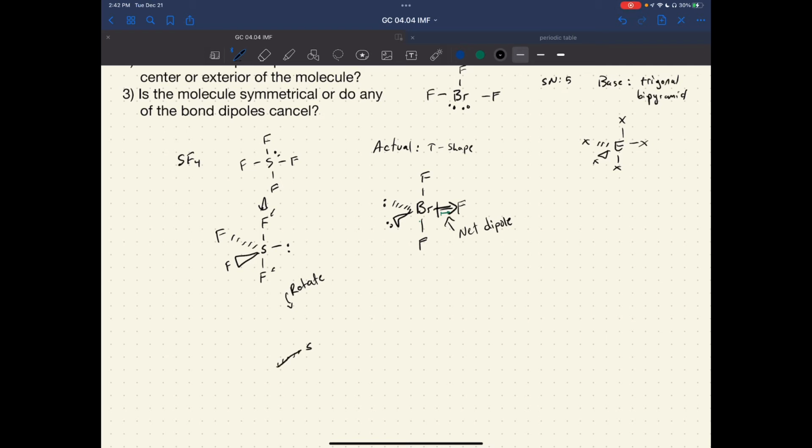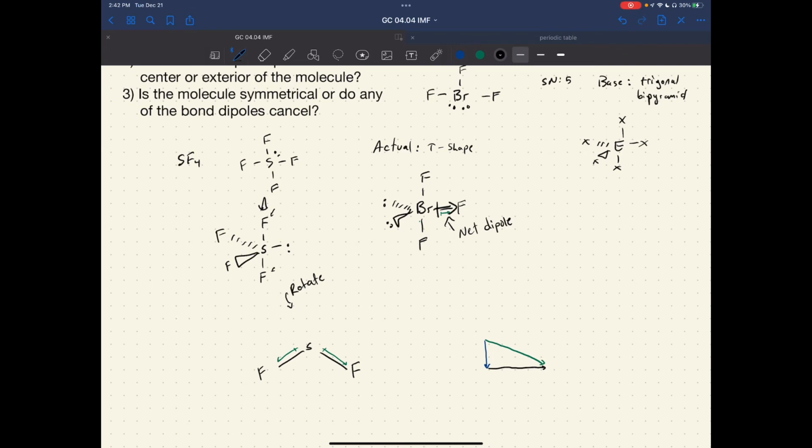So I'm going to do this with a solid. So they're 120 degrees apart. And they both have these little bond dipoles that go this way. Okay? And each of these little bond dipoles, I could say, like there's my bond dipole. I could think of it as two other bond dipoles, one component that goes down and one component that goes out. Okay?